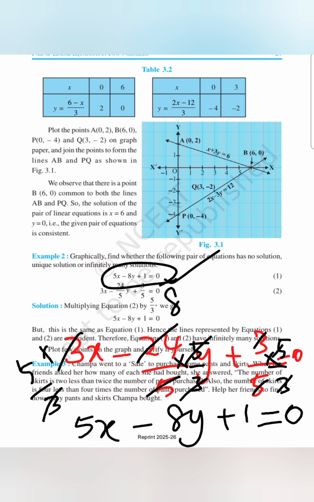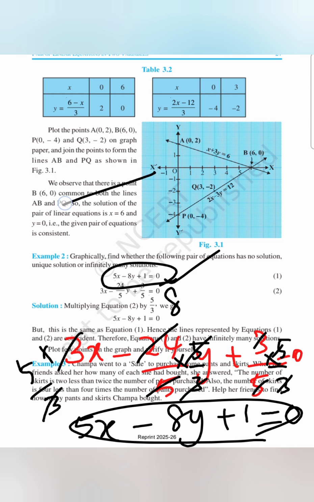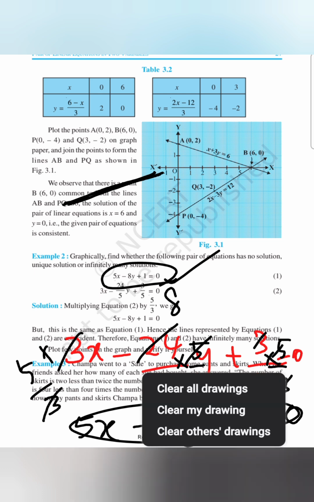See, these two equations are the same now. So what happens when you draw the graph for these two equations? You'll get exactly the same line. You'll get the second line exactly on the same line because that's the same equation, right? So what happens here? You'll get coincident lines. Equations 1 and 2 are coincident here. So it means they'll have infinitely many solutions.